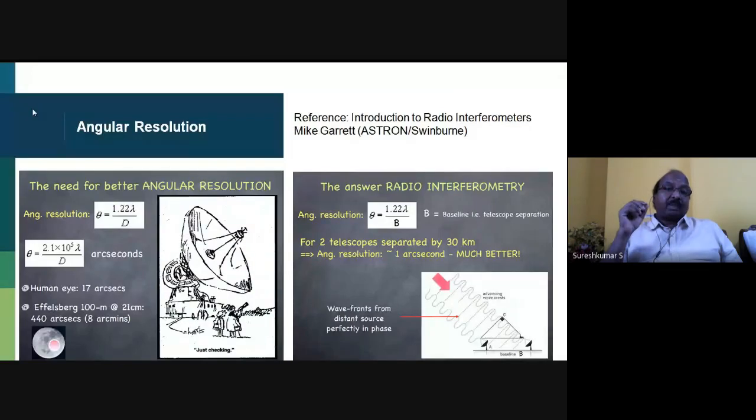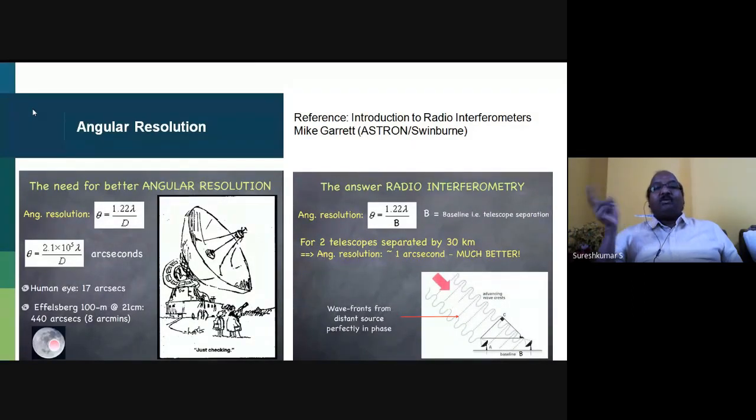But what happens is, even if you build a 100 meter telescope, where I mentioned Effelsberg as one example, with the slide reference I've given there, that has only 8 arc minutes of angular resolution. But the human eye is much better than that, at 17 arc seconds. Imagine to get to that level or below, you need a much larger telescope, which is literally not possible. So there comes a solution, what is known as radio interferometry.